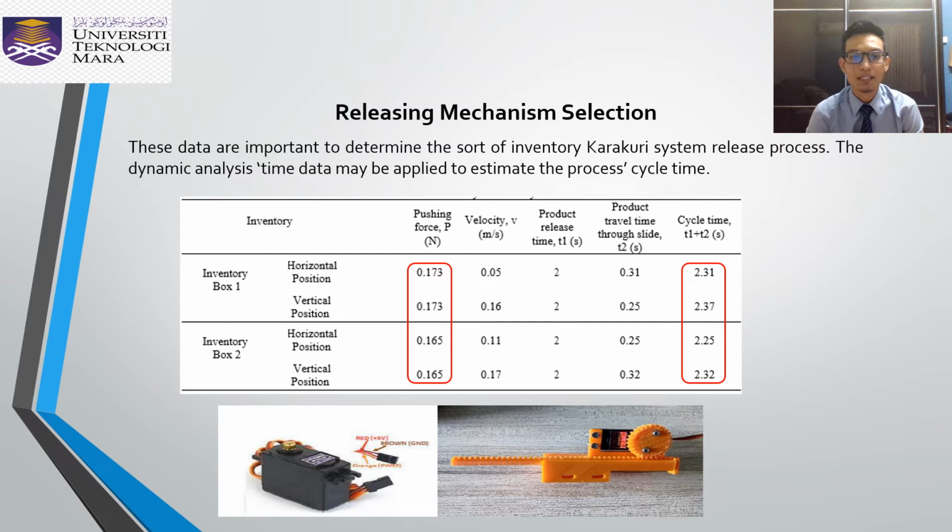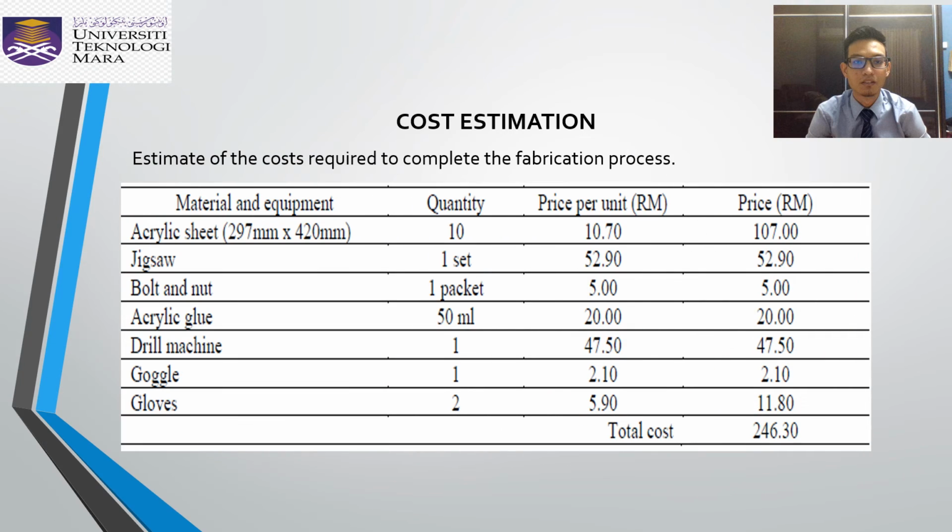After collecting the data, servo X1 from the Arduino component is chosen as the part release mechanism, since the force needed to release the product from the inventory part is minimum. For cost estimation, all the material costs have been listed to calculate the total cost. Mostly the high costs are on machining and acrylic sheet.